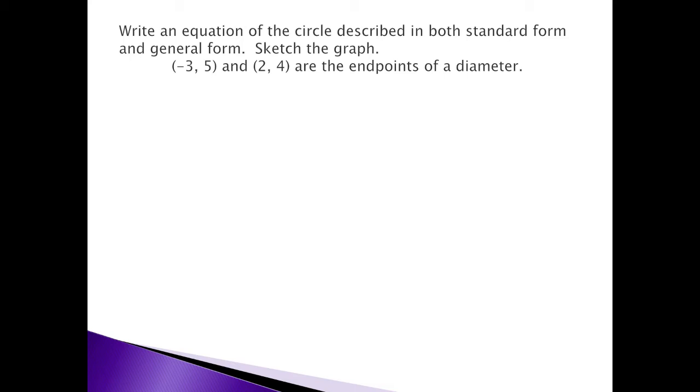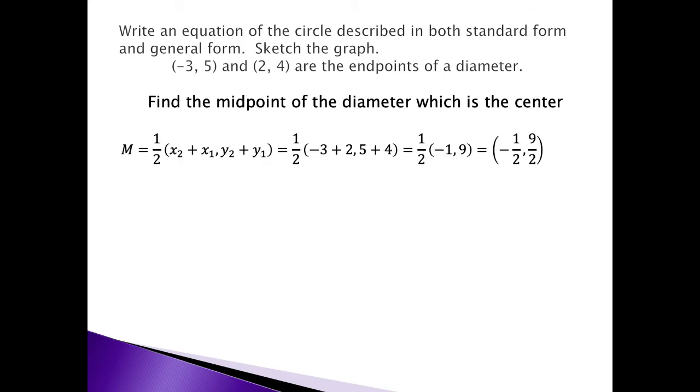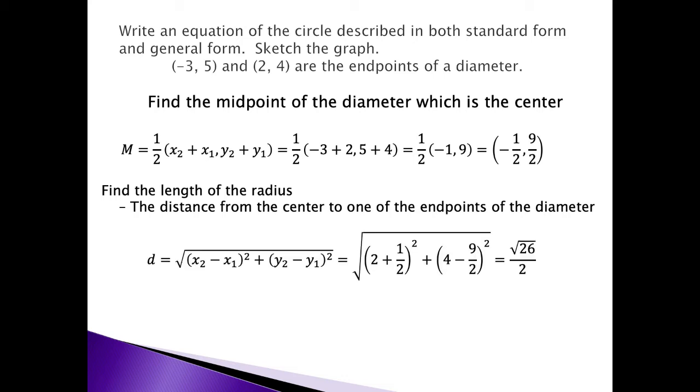(-3, 5) and (2, 4) are the endpoints of the diameter. Find the midpoint of the diameter, and this point will be the center. So the midpoint is 1/2 (x2 plus x1), 1/2 (y2 plus y1), so 1/2 (-3 plus 2), 1/2 (5 plus 4), so that's (-1/2, 9/2) is the center. Find the length of the radius, the distance from the center to one of the endpoints of the diameter. So I'm going to use (2, 4).